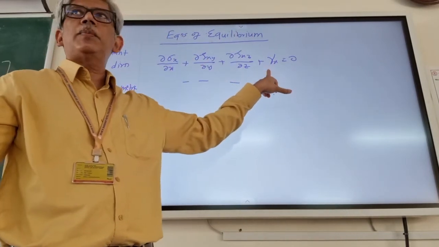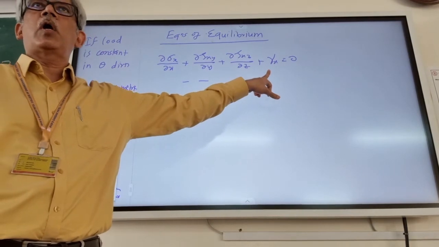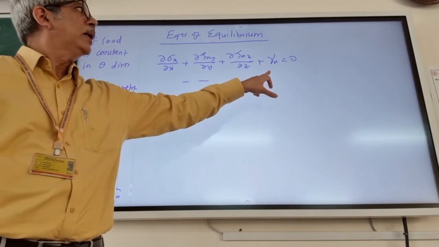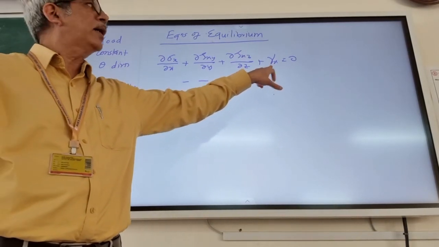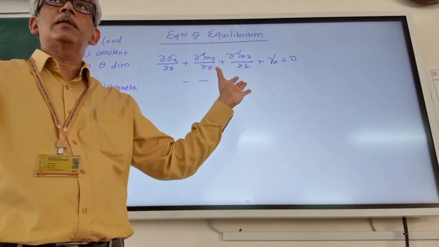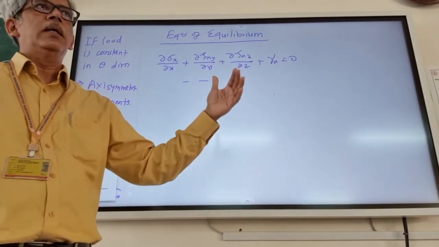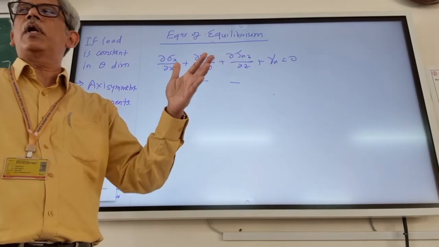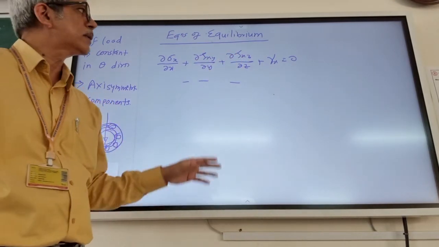So if you want to use this particular equation and try to model the spinning shaft, it would be very difficult because this gamma x will be different at different x locations. In the sense its value, the x component of the centrifugal force, will be different at different points.